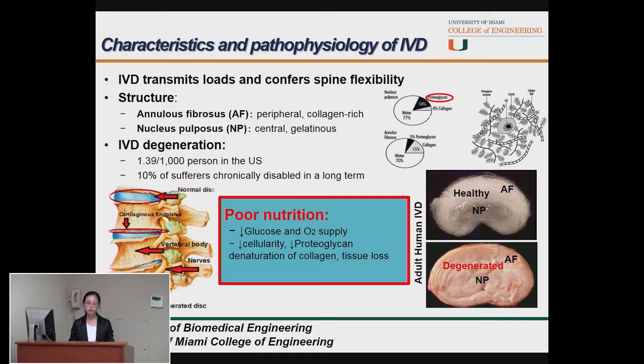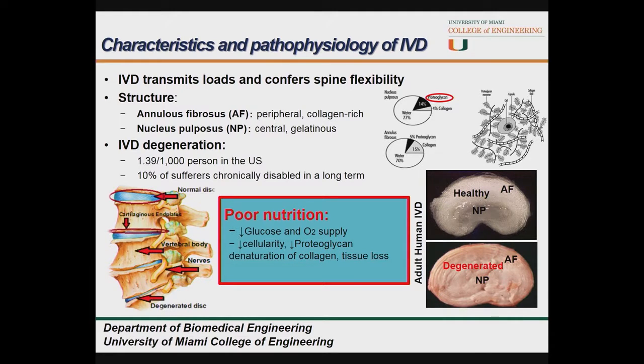IVD degeneration is associated with low back pain, which has an incidence rate of 1.39 per 1,000 people each year in the US. 10% of sufferers eventually develop chronic disability. The exact reason for IVD degeneration is unknown, but several factors have been identified to be associated with it, such as loading, trauma, and aging. Among them, nutrition plays a major role.